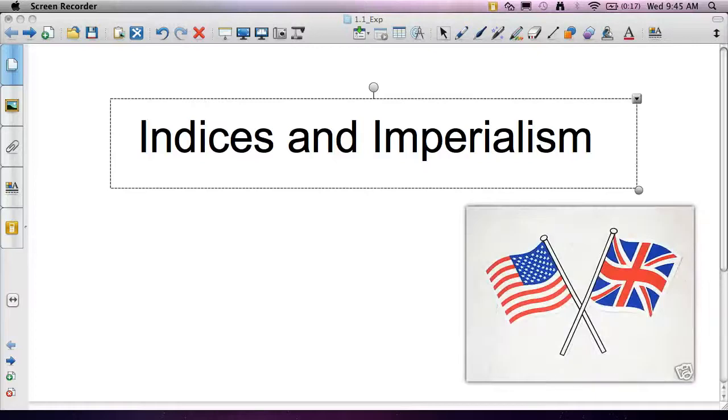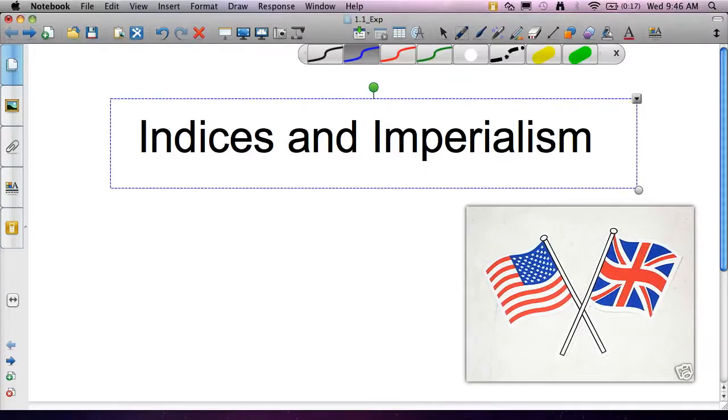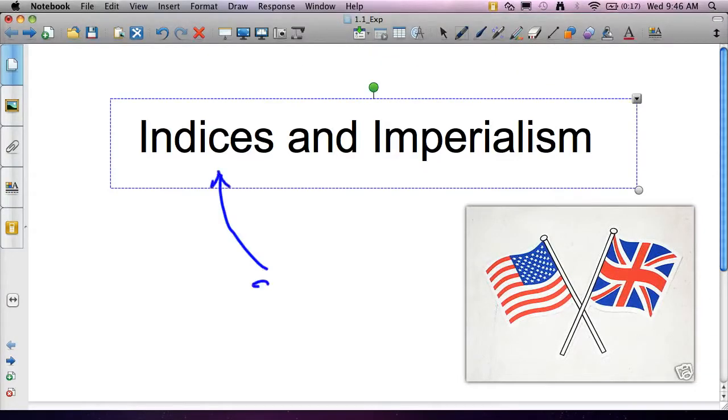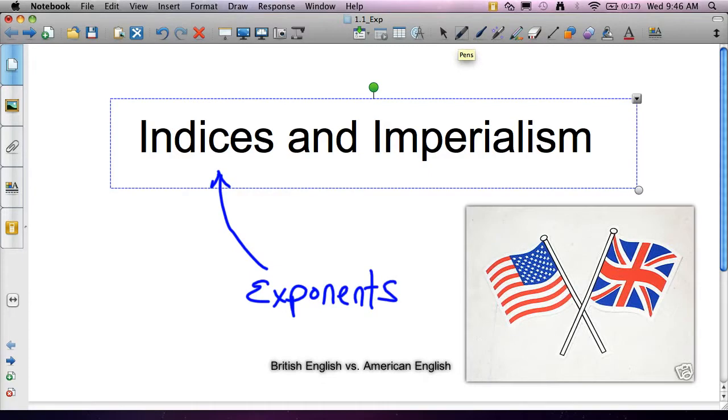Today we're going to be talking about indices. Now, indices might be a little unfamiliar to you, but another way we refer to indices is exponents. So if you're not familiar with indices, if you think about it in terms of exponents, you'll be okay. Indices are just another way to refer to exponents.